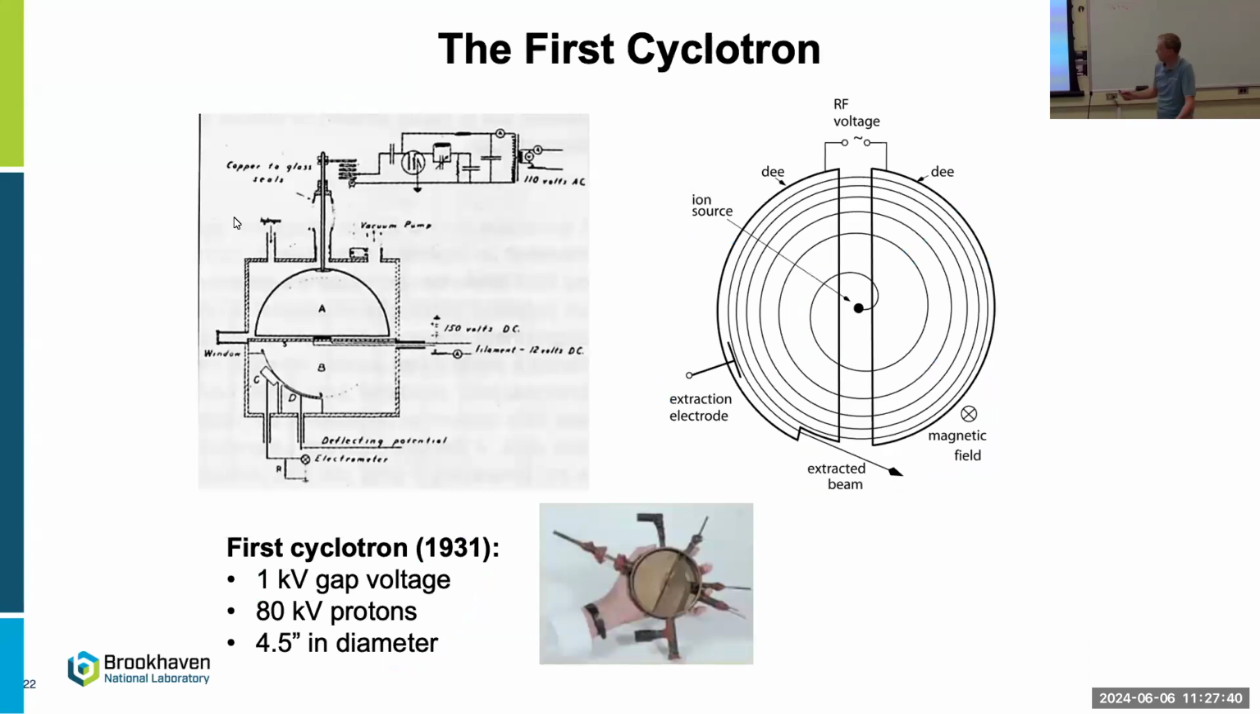So this was the first cyclotron, built in 1931 with a 1 kilovolt gap. On each turn, a particle gains 1 keV. And if you count, maybe there are 10 turns. So in the handheld cyclotron, people were able to produce 80 keV protons. This was the first prototype that was built at Berkeley.